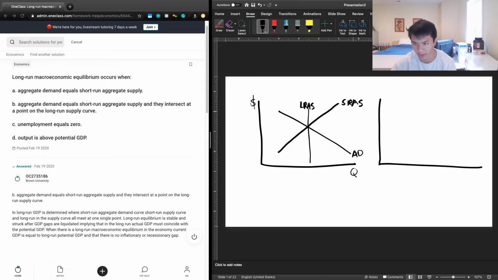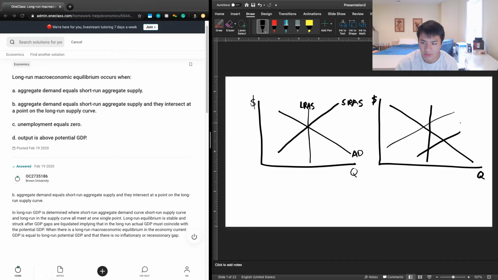And this can be differentiated from a short-run equilibrium, which can look anything like this. We still have our long-run aggregate supply, and then instead of having an intersection on the long-run aggregate supply curve, we might have an intersection a little bit before or a little bit after, right? And so both of these are possible intersection points, and this would be what is known as a contractionary gap, and this would be an expansionary gap.